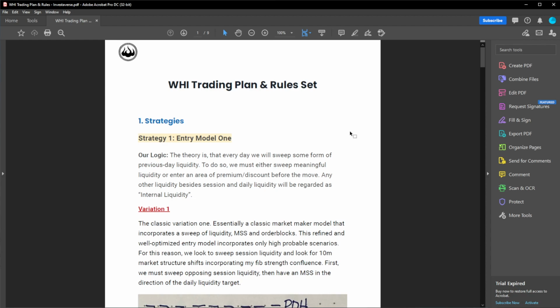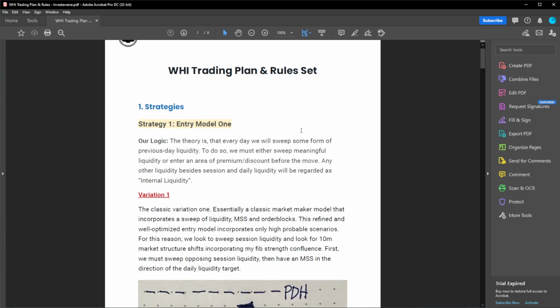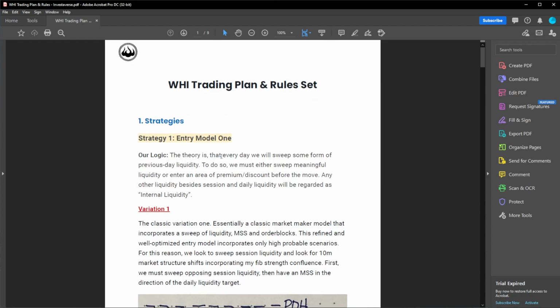So let's start off with entry model 1. The logic and the theory behind it is that every day we will sweep some form of previous day liquidity. To do so, we must either sweep meaningful liquidity such as a session high or session low, or enter an area of premium or discount before sweeping that daily liquidity. Any other liquidity besides the session highs, the session lows, or the daily highs and daily lows will be regarded as internal liquidity.